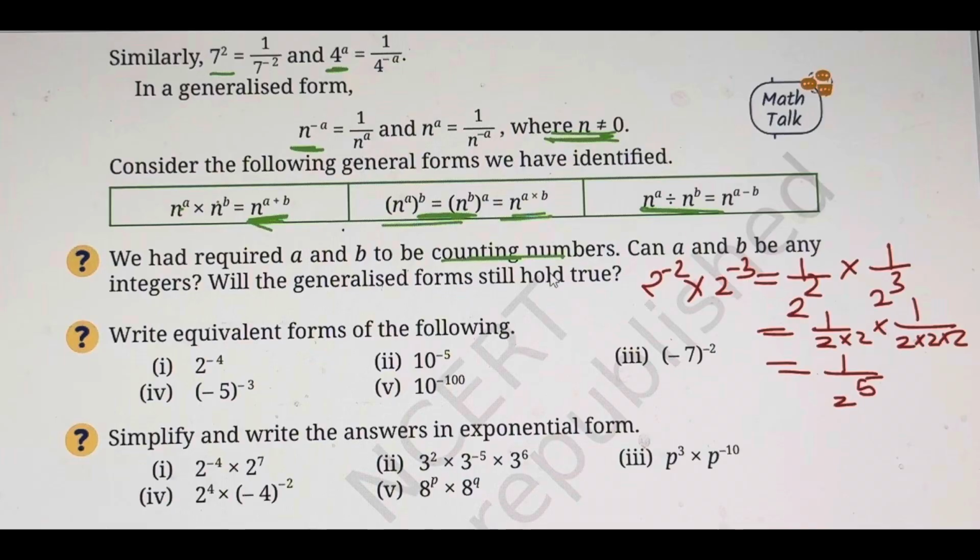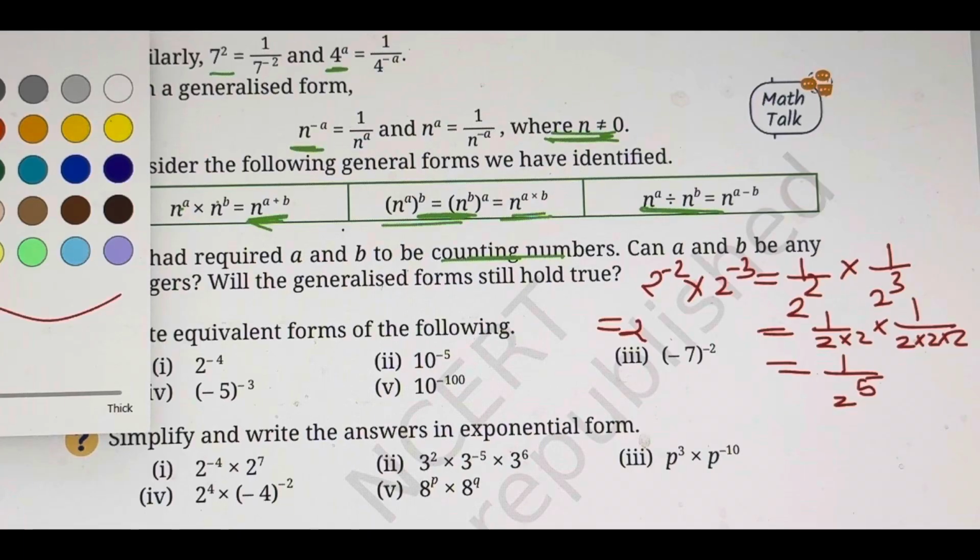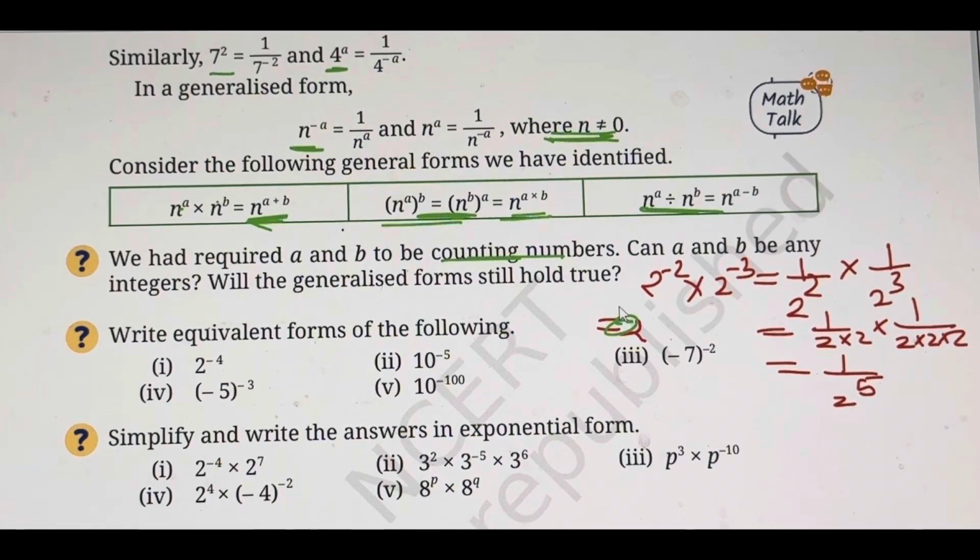Now if we use the formula, what will happen? We just add the powers. Let me again change the color so that you can understand both the ways. So if the base is the same, the powers are added. So minus 2 minus 3 becomes 2 raised to minus 5. The minus 2 minus 3 is minus 5. And if we write its reciprocal, it becomes 1 upon 2 raised to 5. So we are getting both as same.